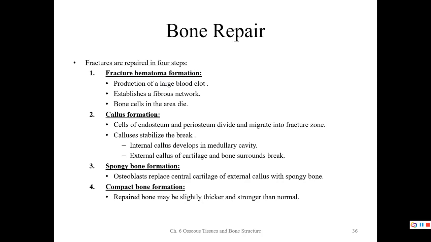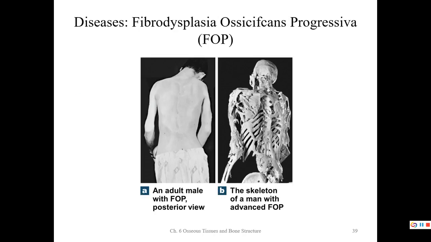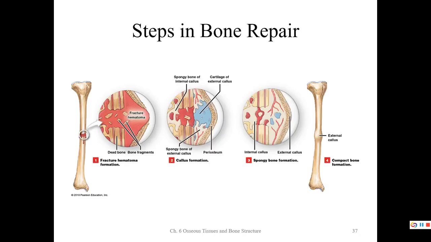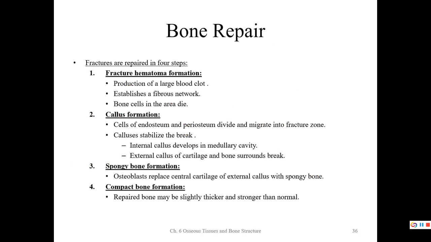I do want to talk about bone repair. I don't really have any good questions that I've ever asked on an exam on bone repair. If it fractures, then we have to heal it. Okay. Now, when we fracture it, we form a hematoma. There's going to be a large blood clot. We're going to have a fibrous network. We're going to have bone cells in the area die because the blood vessels have been damaged because there's a hematoma. There's a callus formation.